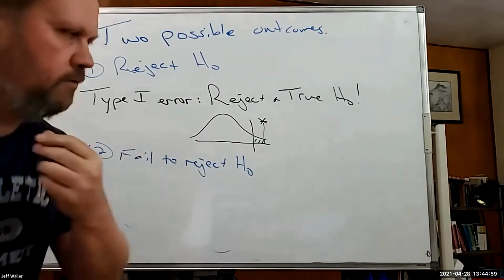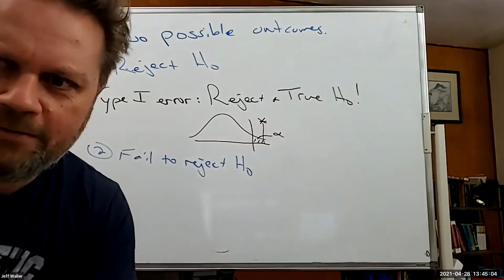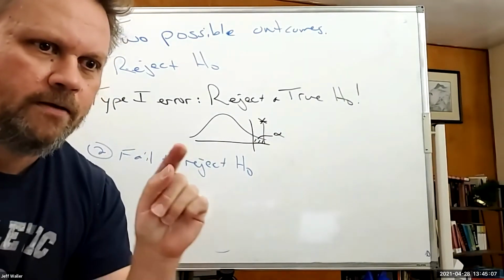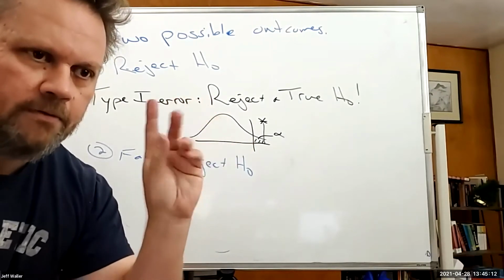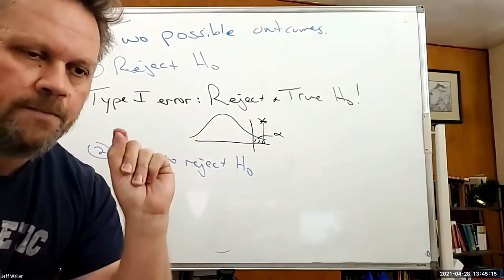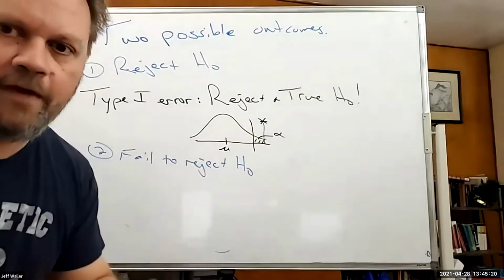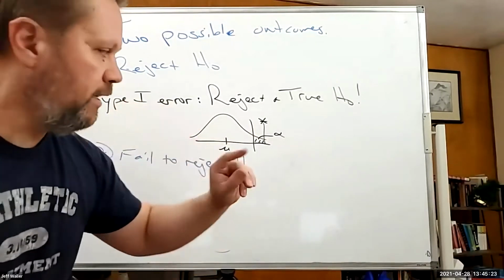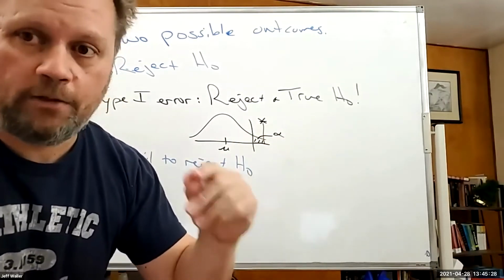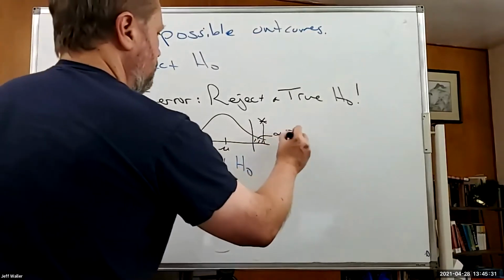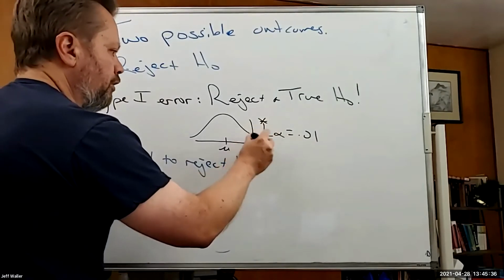To the right, shaded area. Yeah, this is alpha. That shaded part is alpha. Now, this is huge. Just because the sample is here does not mean this mean is wrong. In fact, there is an alpha chance. Like if alpha is 0.01, that's a 1% chance. So let's say alpha is 0.01. There is a 1% chance that a sample would show up in there.